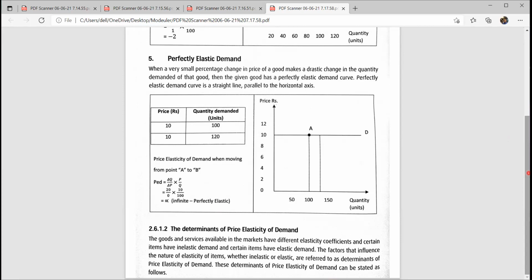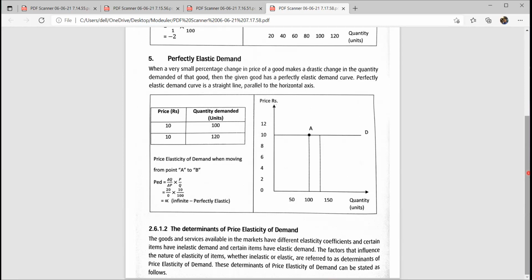Even though we classified this into five types, the basic requirement, we can say, is elastic and inelastic, the major divisions. So we will consider a number of factors here that classify goods, whether goods are elastic or inelastic.